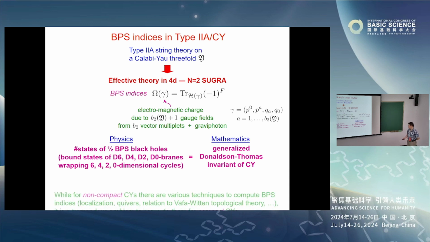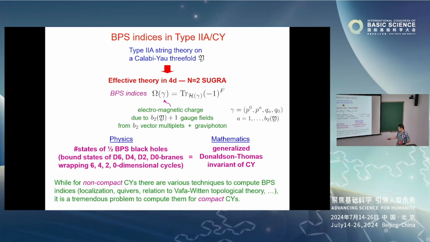And it's a tremendous problem to compute these invariants, topological invariants of the Calabi-Yau. Whereas for non-compact Calabi-Yaus, there are plenty of techniques how this can be done, using quivers, localization, relation to topological theories, for compact Calabi-Yaus, all these techniques just don't work. And we need to find something else. And this is precisely my goal, to show you how they can be computed for compact Calabi-Yaus.